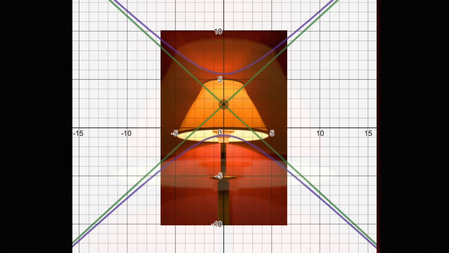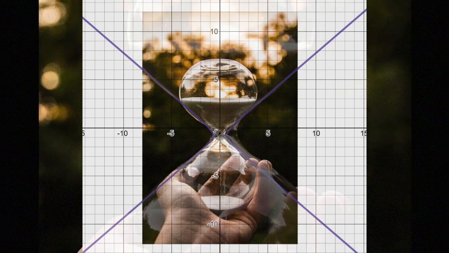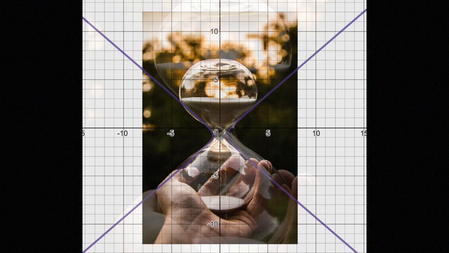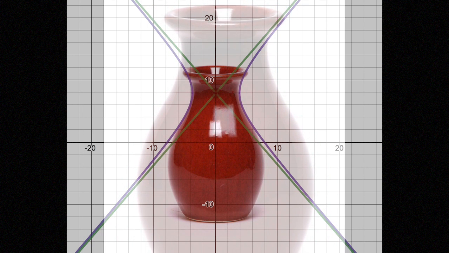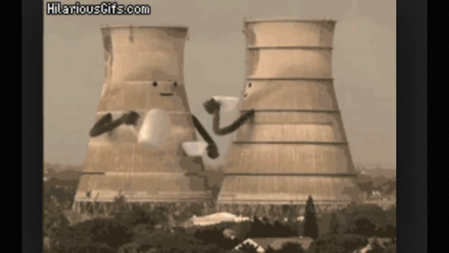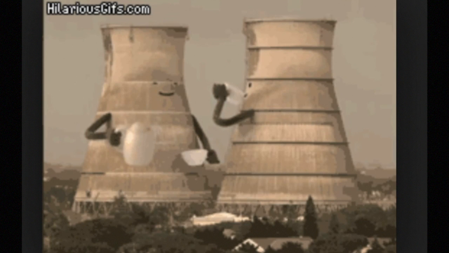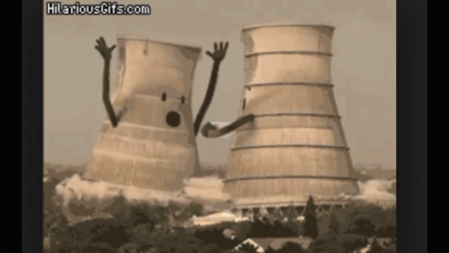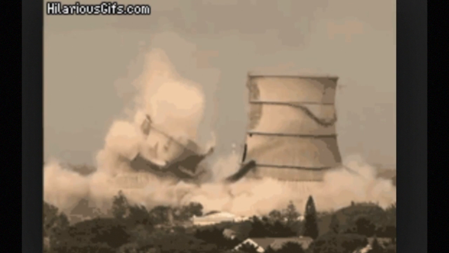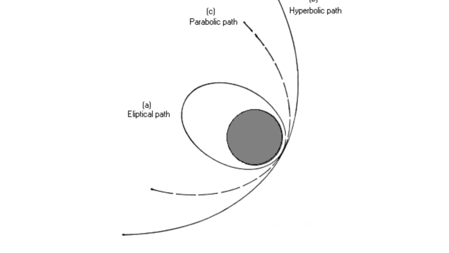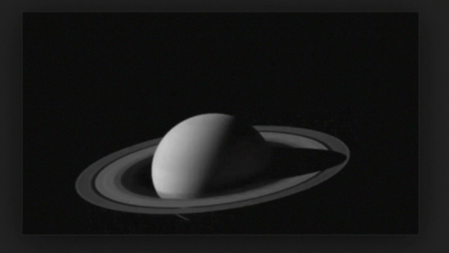Lamps, hourglasses, vases, nuclear cooling towers, and the path that satellites take to exit an orbit.